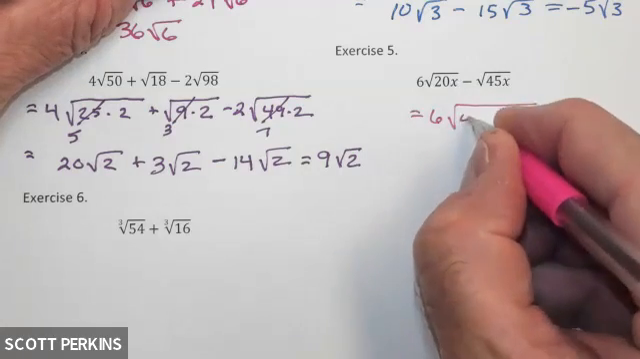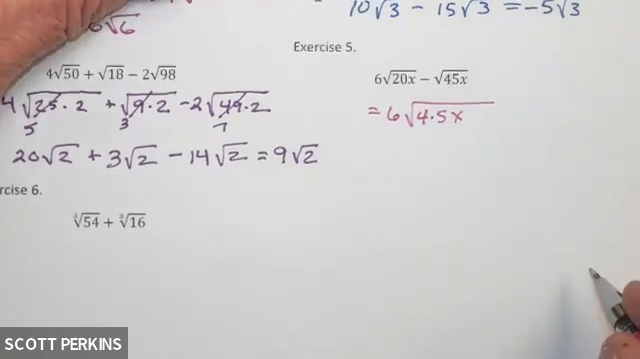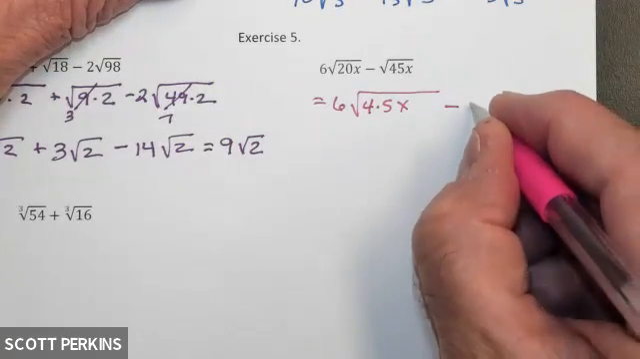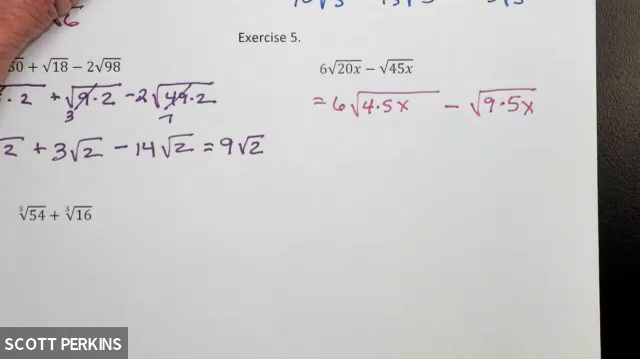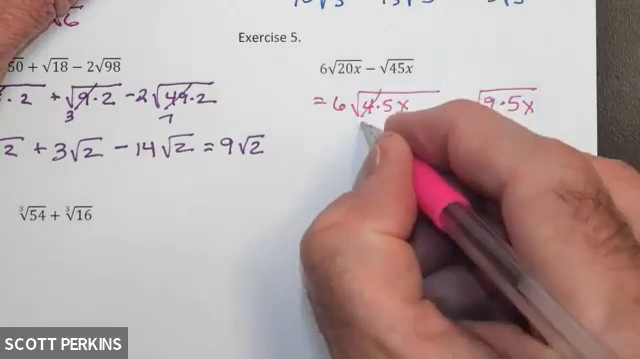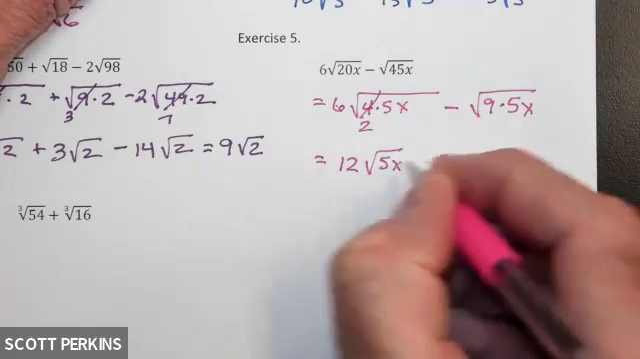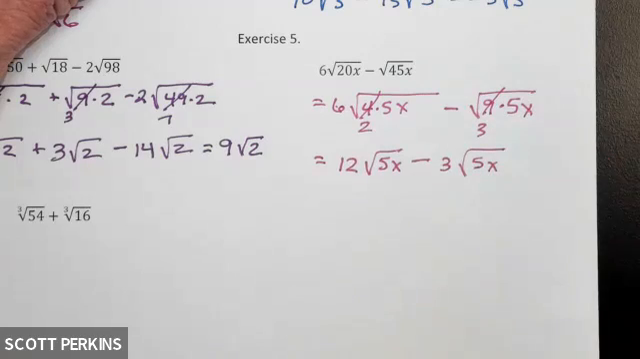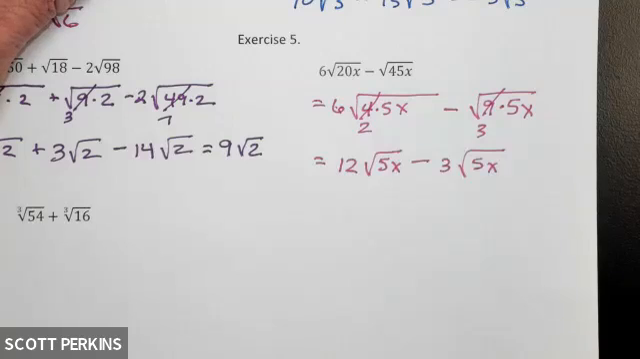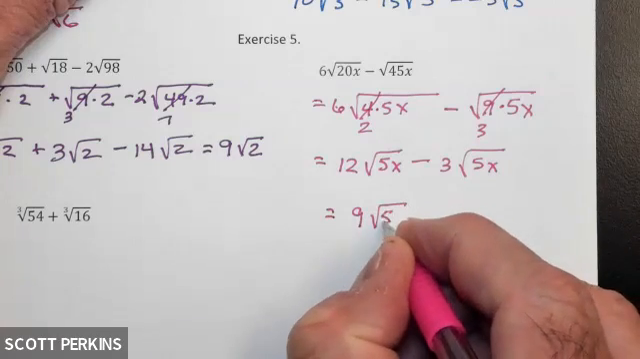So 20 is 4 times 5, and then I've got that x. I drew a really long radical there for some reason. I don't know why. Minus, and then the 45 is 9 times 5, and then that x is just there. So square root of 4 is 2. The 6 times 2 is 12, and I've got a square root of 5x. Square root of 9 is 3. And 5x, again, I have like terms as long as what's under the radical is exactly the same. If it's different in any way, they're not like terms, can't do anything. Okay, so 12 minus 3 is 9 square root of 5x.